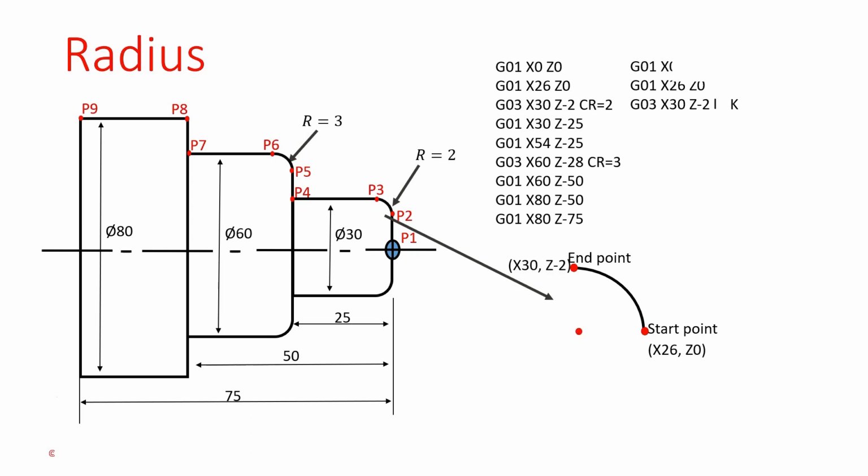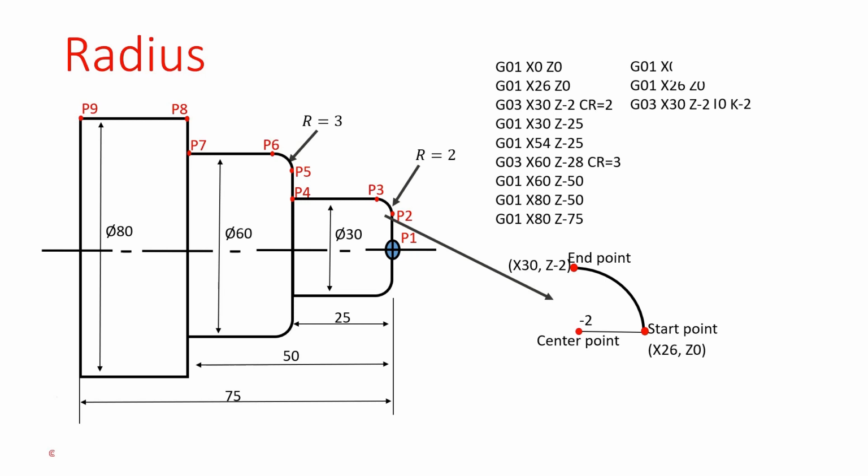This is the center point of the radius. From the start point of the radius to the center point of the radius, the x value is the same. There is no change in x value. That's why we define the I value as 0. Next, check the z value. From the start point to the center point, there is a change in the z value. How much is the difference between the z values? The difference in the z value is -2 mm. That's why we define the K value as -2. This is the process of the I and K values calculations.